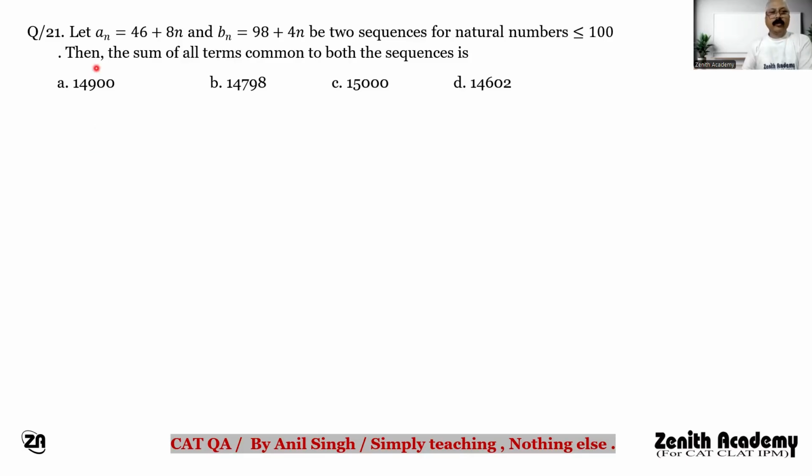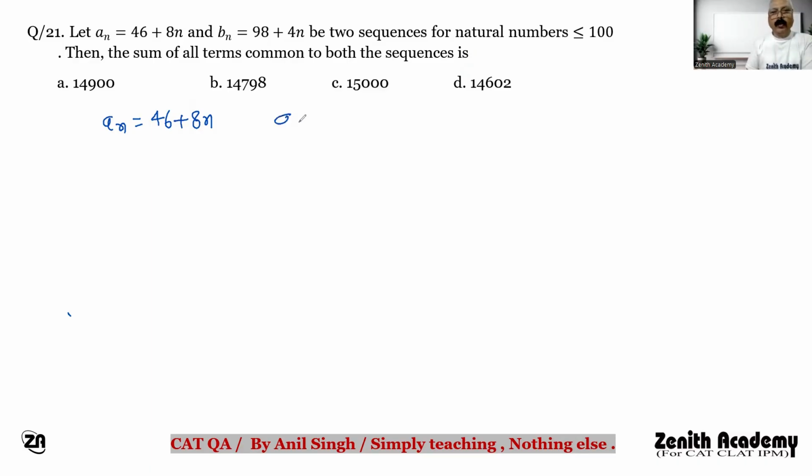Now see question number 21. Let AN be 46 plus 8n and BN be 98 plus 4n, two sequences for natural numbers n less than or equal to 100. Then the sum of all terms common to both the sequences. Okay. So AN is 46 plus 8n, and here the value of n is less than or equal to 100.